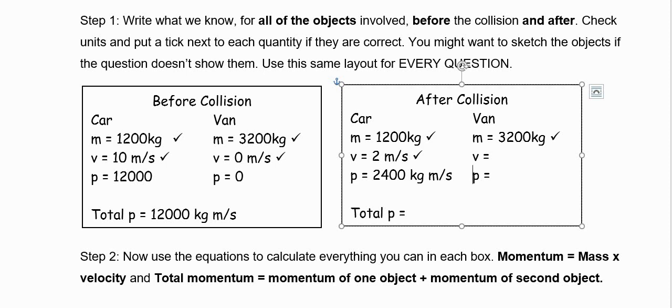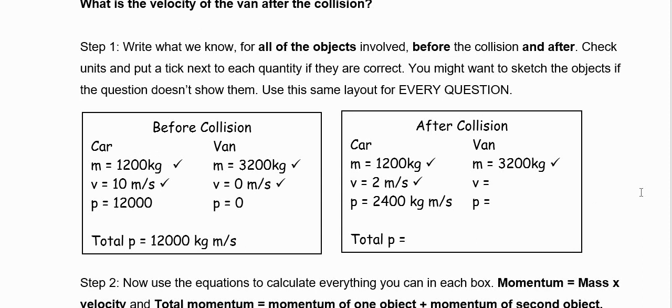Simple as that. That's step 2. Step 3 is just to use the idea that in a closed system, momentum has to be conserved. What you have before must be equal to what you have afterwards. So all that means is that that total P, that bottom part, is going to be the same for both boxes. So I can just copy over from one to the other straight away. 1,200 kilogram meters per second.